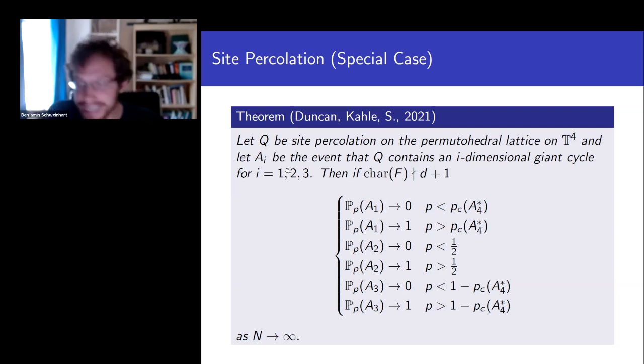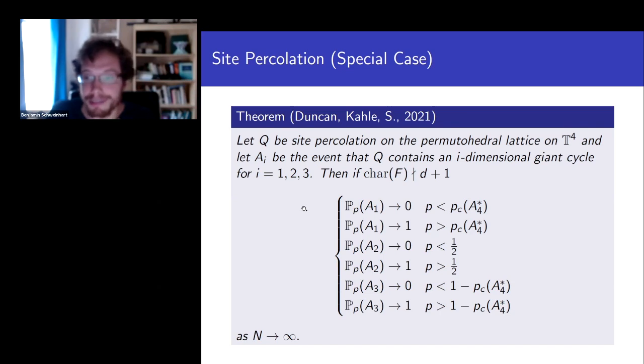Now a key difference with plaquette percolation is that in plaquette percolation, only I-dimensional homology is of interest. We start with the I-1 skeleton, and we don't add any cells of dimension greater than that. Whereas here we're adding in these permutahedra, and we don't start with any skeleton, so all the homology groups are interesting. All the homology groups change. So now we have three events, which are the events that we have a cycle here in the 4-torus: 1-dimensional giant cycles, 2-dimensional giant cycles, and 3-dimensional giant cycles.